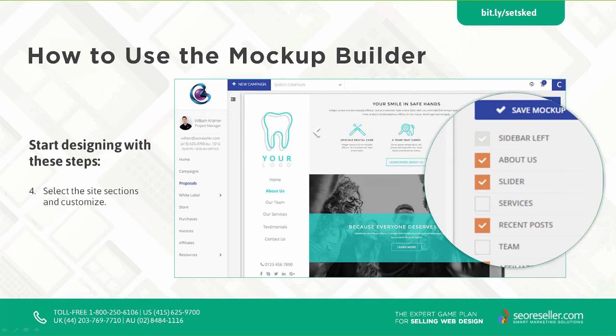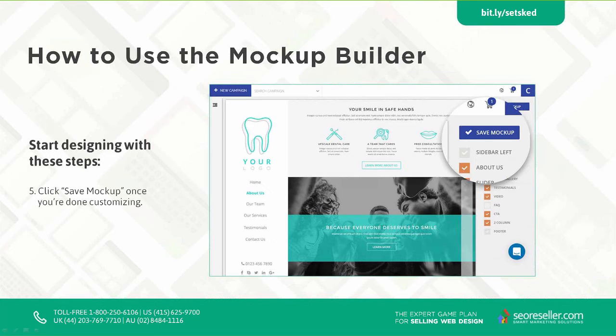Right. So once you're done with that, after you picked out which sections you want, and if you've moved them around, like I don't want the affiliates, I don't have any, so I'll take that off. Yeah. But I want to raise the recent posts a bit higher than the services. Okay. And then you just have to click save. Yep. Just save the mockup once you're done customizing.